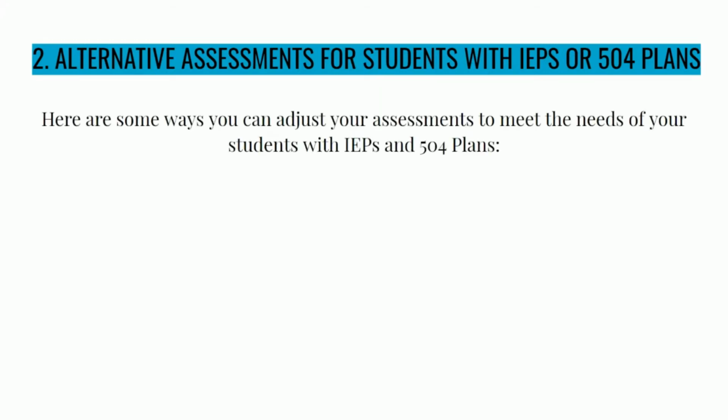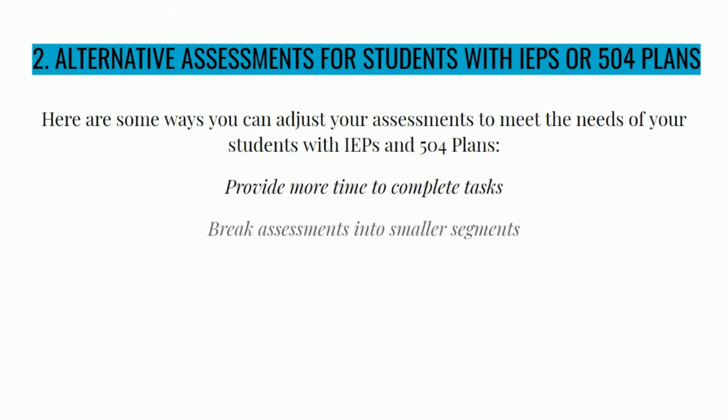There's a lot of ways you can adjust your assessments to meet the needs of your students with IEPs and 504 plans. One way is by providing more time to complete tasks. For example, you may provide students with 20 minutes to complete an assessment, but you would provide your student with disabilities with 40 minutes to complete the same assessment. So you're extending the amount of time that they have. Another alternative would involve breaking the assessments into smaller segments.